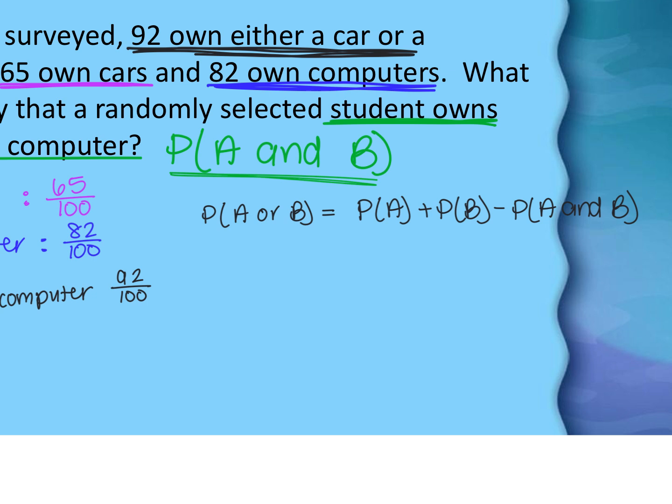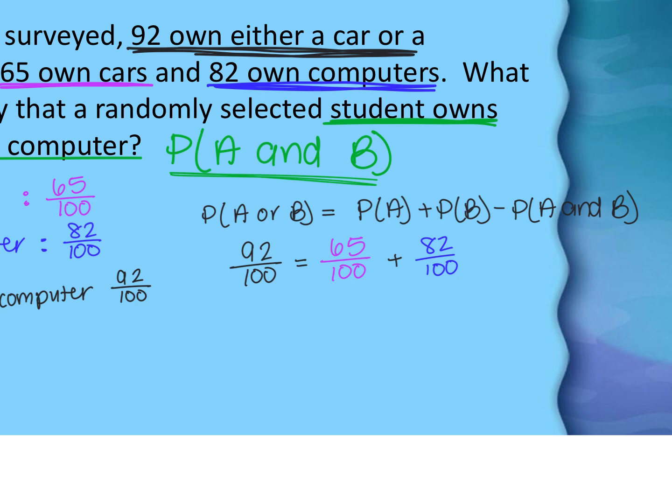So now I'm going to go ahead and plug in my information. How many people own a car? It's just going to be 65. Or you know what? We could start from the first one. A or B, that's what they gave us. Computer or a car. So I'm going to go ahead and write for this one 92 over 100 equals. Now I'm going to write my event A. 65 over 100 plus how many own a computer, which was 82 over 100.